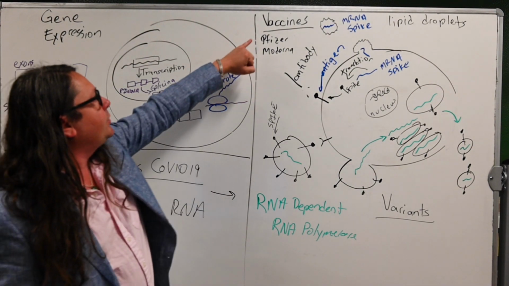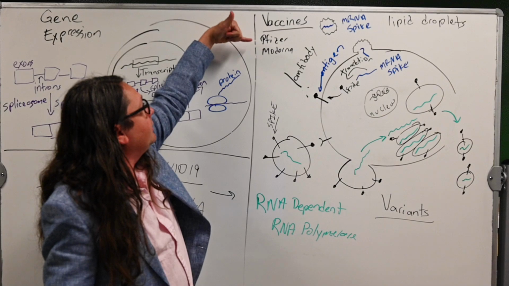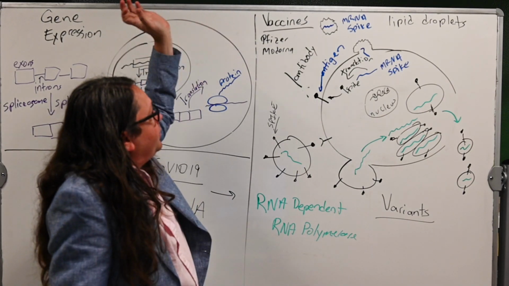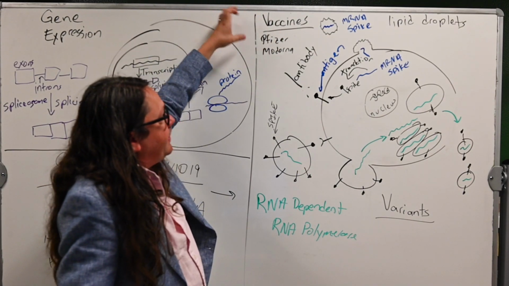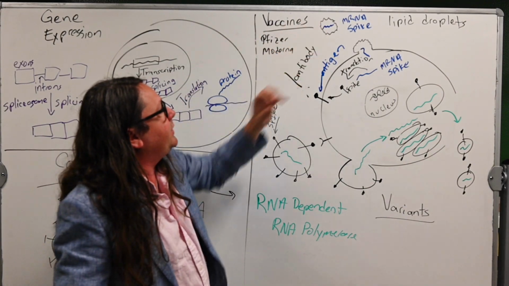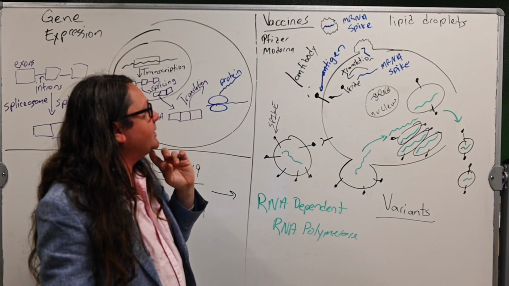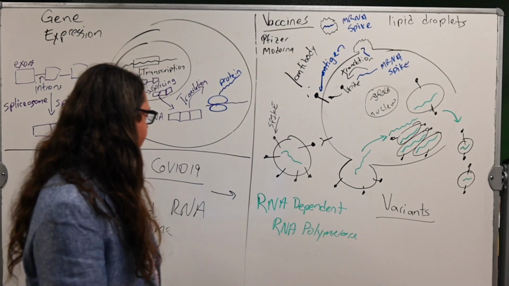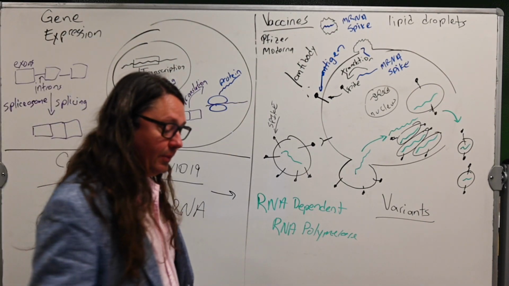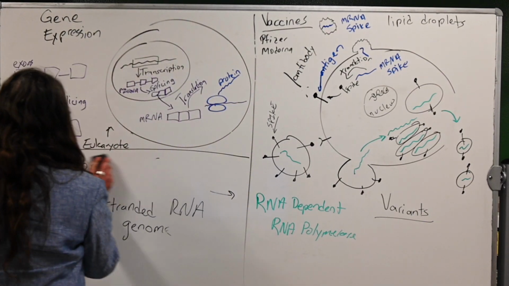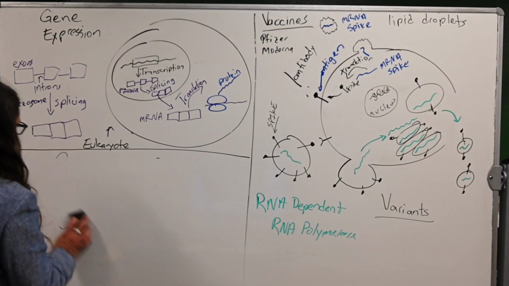So the Pfizer RNA is just a plain old RNA, just like we would make in a cell. You purify it. This is made in a bacterial cell. It's purified, put into the droplets, and then used for the vaccine. The Moderna is a modified RNA. And I haven't looked up what the modification is.